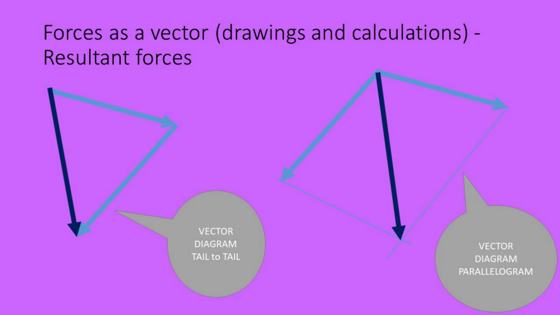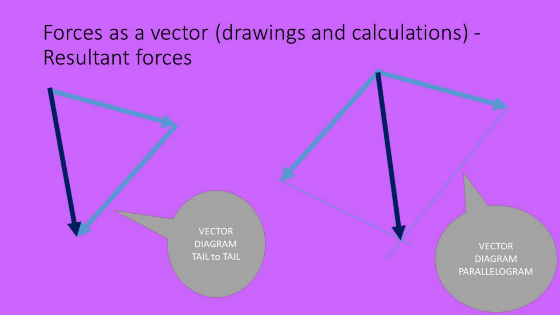So the first thing that we did is we looked at forces as a vector, where it was the drawings and the calculations that we did. And with the resultant forces, when we drew triangles, remember that the first method was tail to head. So if we look at the light blue arrow, we've got the tail of the one arrow and then to its head. Then the second one going down at a slight angle, its tail started at the head of the previous one and it went to its head. The resultant was then from the tail of the first to the head of the last.